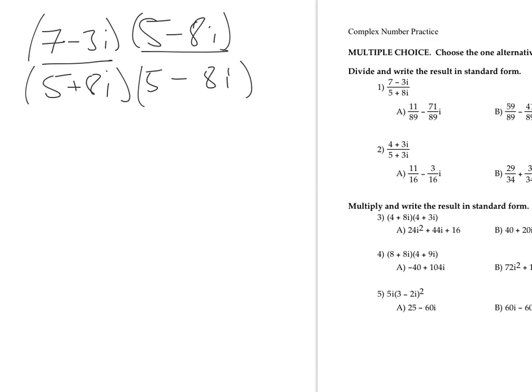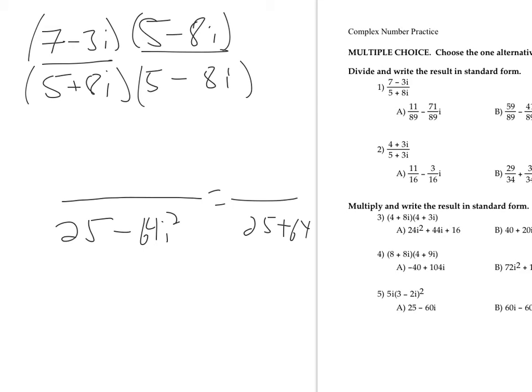Fortunately, in the denominator, that's very easy. That's going to become 25 minus 64i squared. And i squared is -1. That becomes 25 plus 64, which is what, 89? So the denominator is 89 now instead of this messy thing.